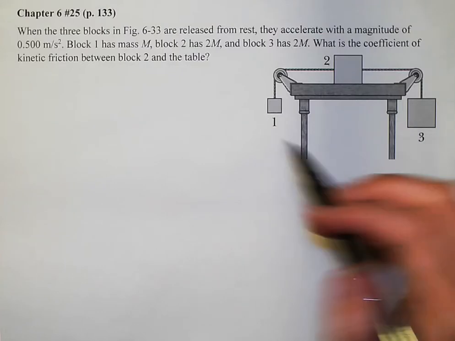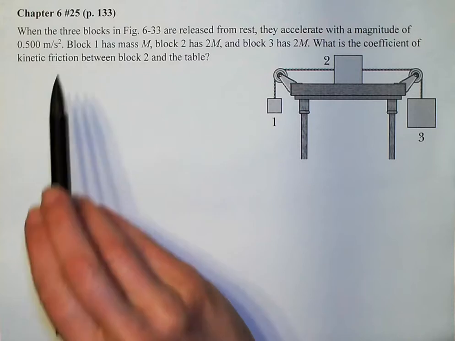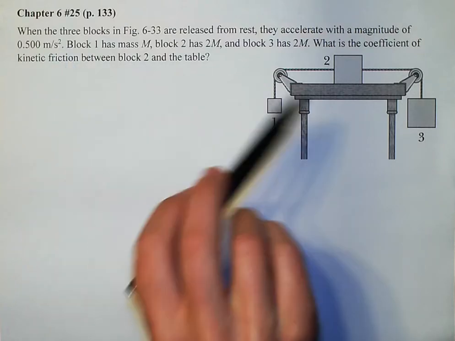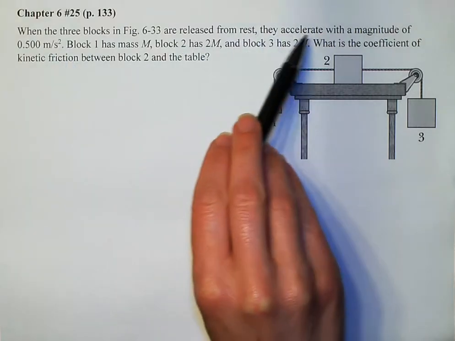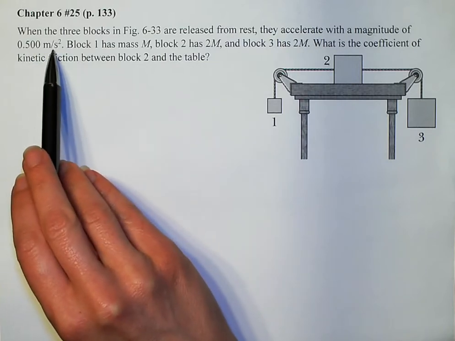This is problem number 25 from chapter 6. I've copied the picture right here, but you can see the problem. When the three blocks in this figure are released from rest, they accelerate with a magnitude of 0.5 meters per second squared.